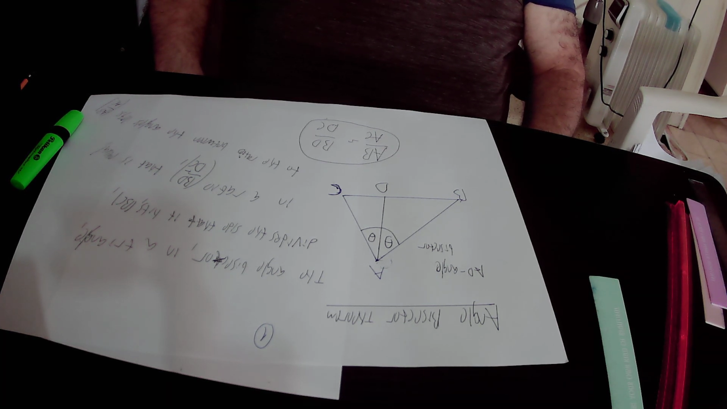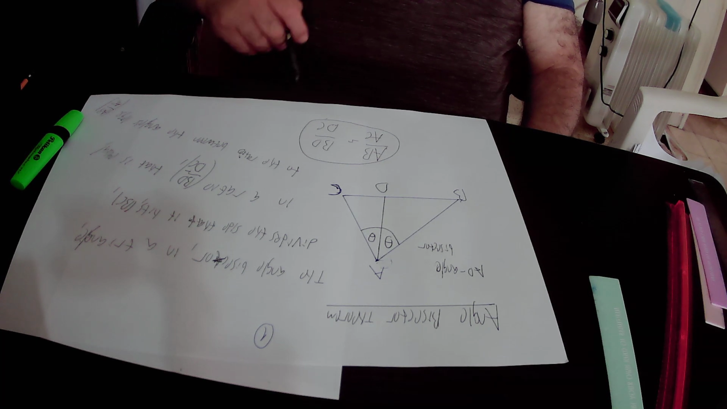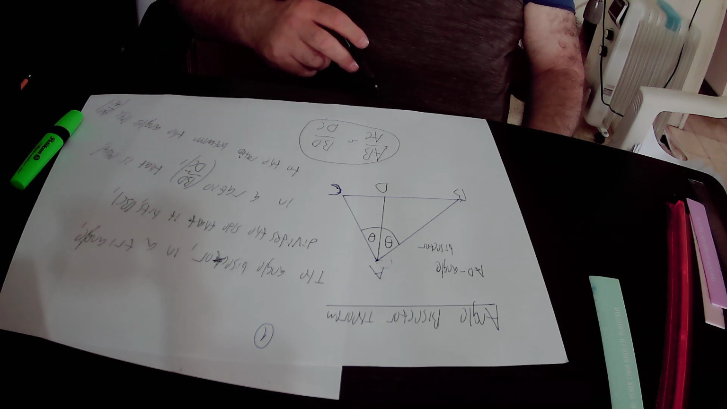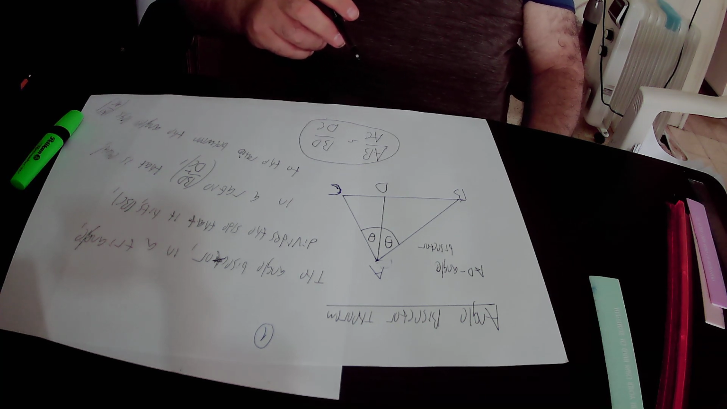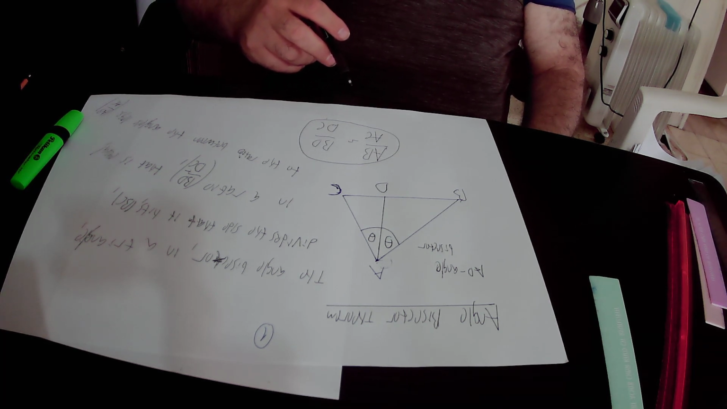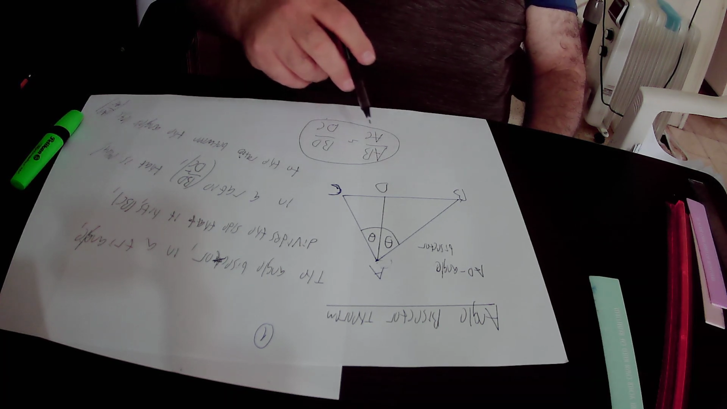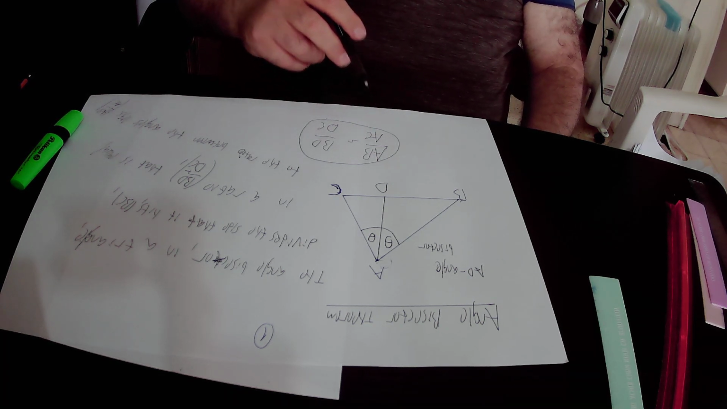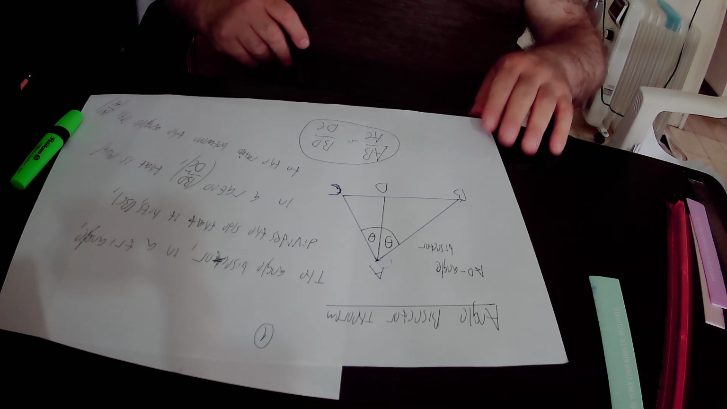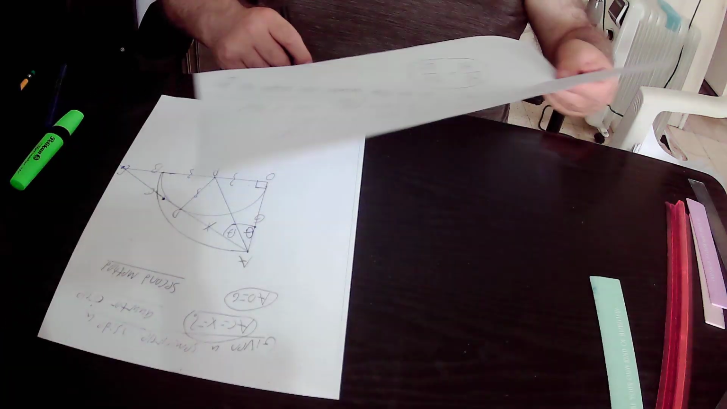I'll repeat again. The ratio in which angle bisector AD divides side BC is BD over DC, and that ratio equals the ratio between the angle's legs, that is AB over AC. So AB over AC equals BD over DC. So that is the angle bisector theorem.